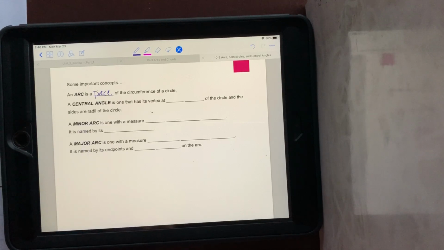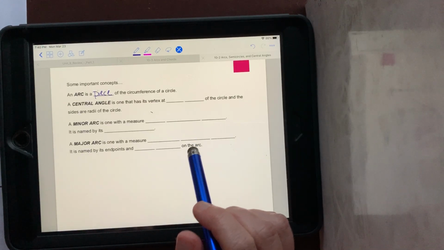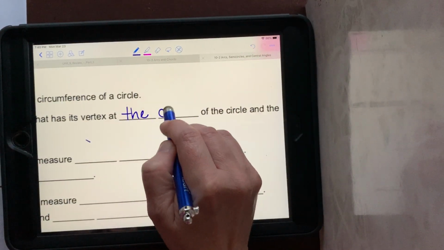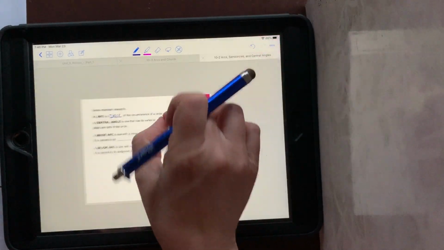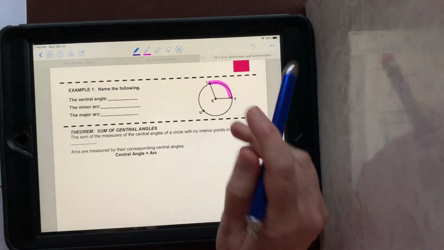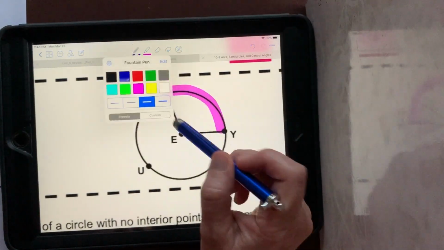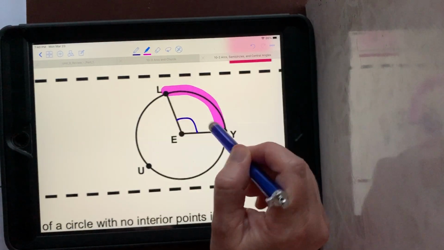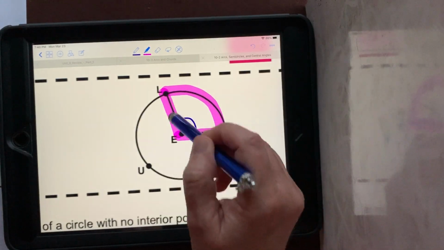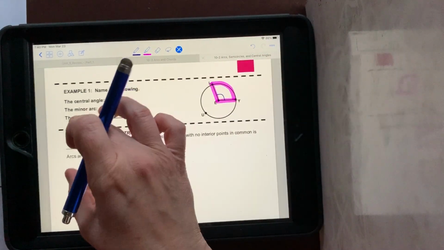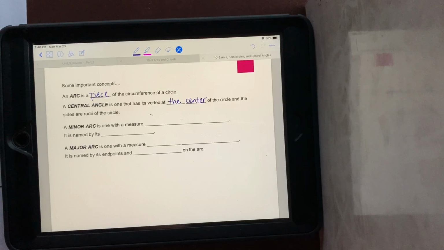The next thing is central angle. Central angle is one that has its vertex at the center of the circle, and the sides are radii. So if we go back to the picture we were talking about here, the central angle is going to be this angle right here. Because it has an arc and is made up of two radii, that is your central angle. And a way to remember that is the vertex of the angle is in the center of the circle.